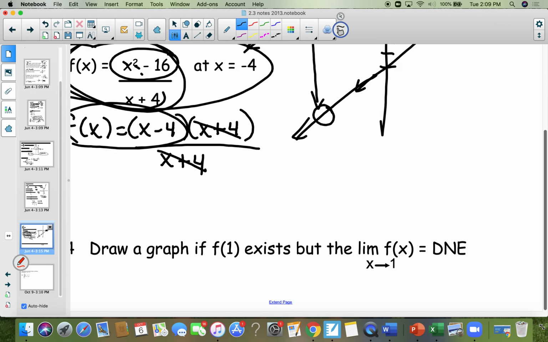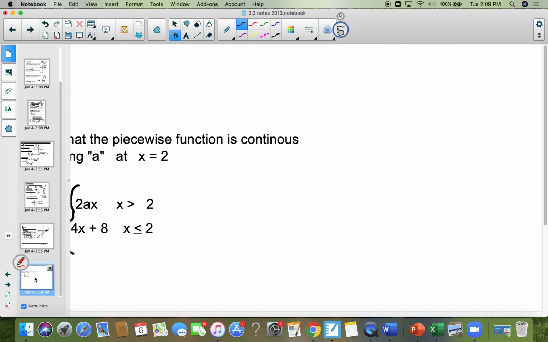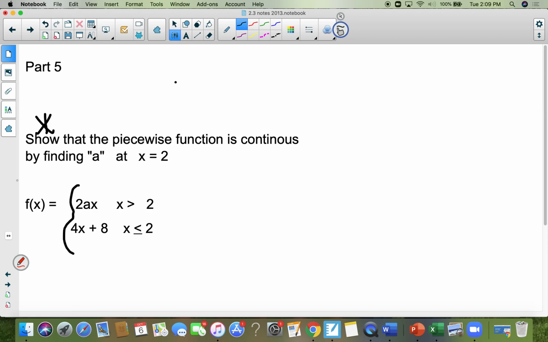Draw a graph. Okay, let's do this one, then we'll go back to that one. This is on the AP test. I've seen this exact question on the AP test. Show that the piecewise function is continuous by finding a at x equals 2.